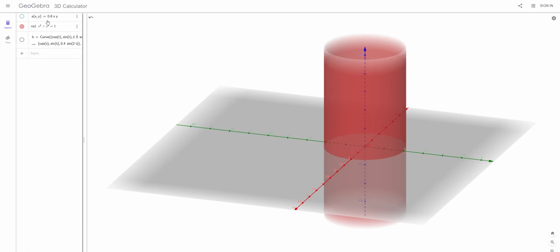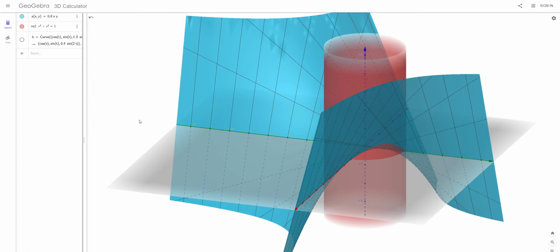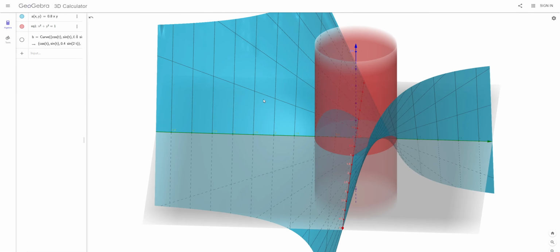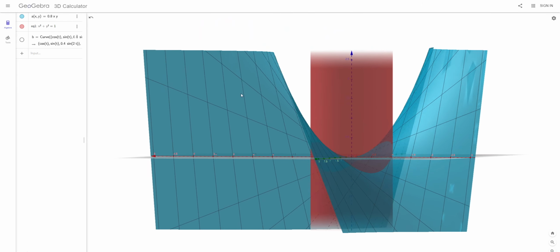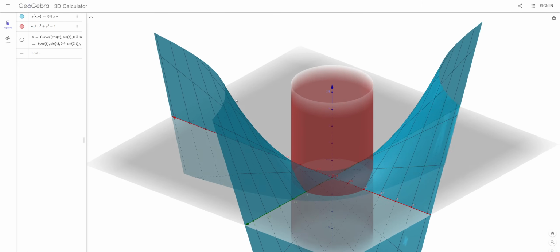And then I also have this other relationship, 0.8xy equals z. And so I just did this as a function, a of xy equals 0.8xy. I really just put in 0.8x times y, and it gave me this. And what does it give us? It's a hyperbolic paraboloid. You should recognize this from section 13.6.